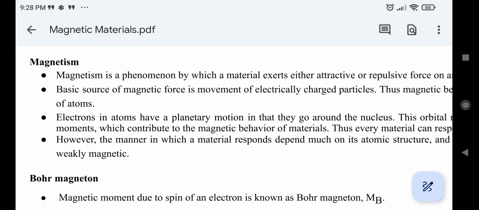Good morning, dear students. Let us see a session on magnetic materials. Before going into the details of magnetic materials, let us see what is magnetism.